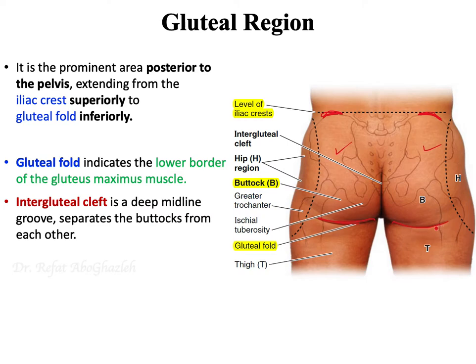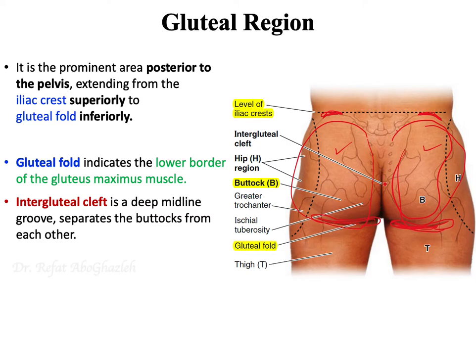Anyway, you have to know that this fold, one on the right and one on the left, represents the lower border of the gluteus maximus muscle, right? So the gluteus maximus muscle extends inferiorly until this point, and it creates this kind of fold that is known as the gluteal fold.